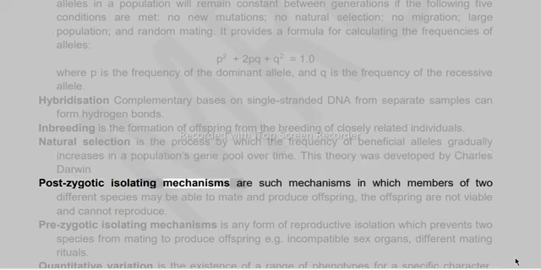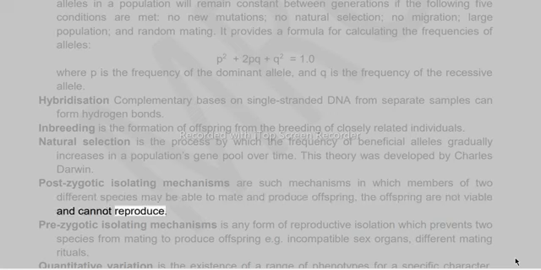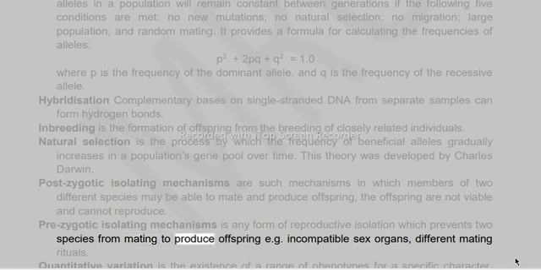Postzygotic isolating mechanisms are such mechanisms in which members of two different species may be able to mate and produce offspring. The offspring are not viable and cannot reproduce. Prezygotic isolating mechanisms are any form of reproductive isolation which prevents two species from mating to produce offspring, e.g. incompatible sex organs, different mating rituals.